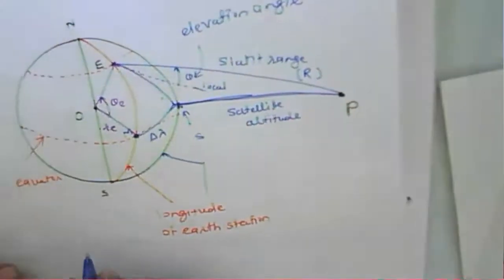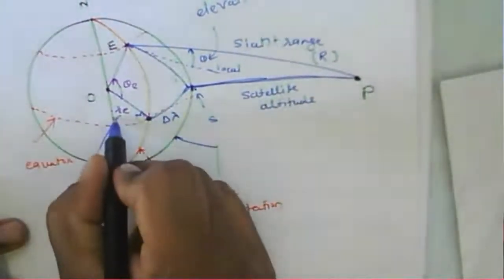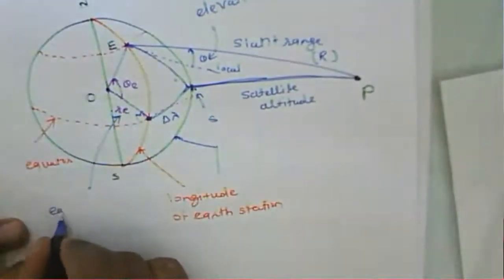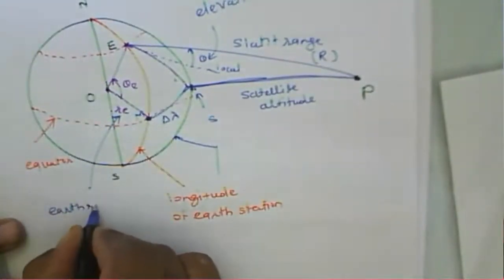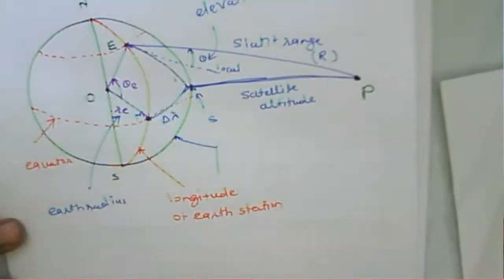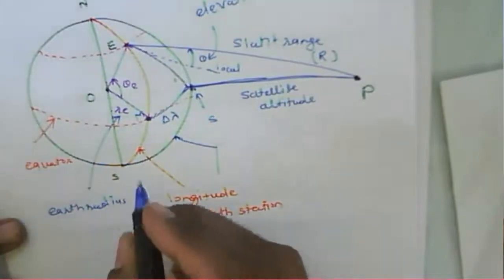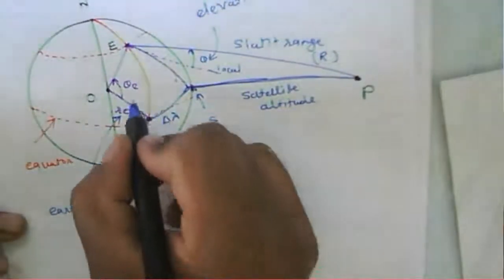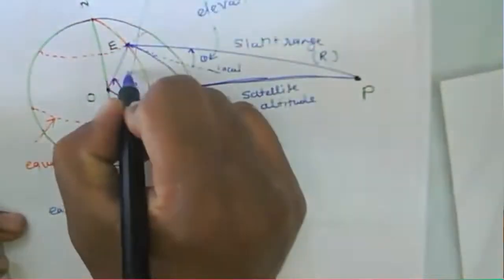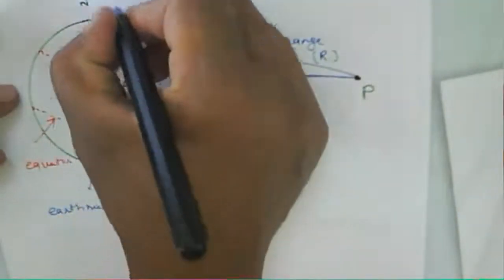And if you write the terms here, suppose this RE is nothing but what? An earth radius. This one is nothing but the earth radius now. And then this theta E is nothing but what? An earth station latitude.